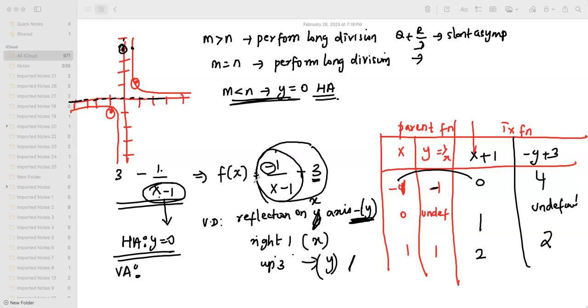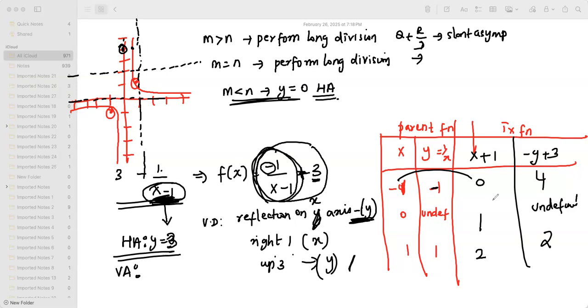So on this one alone, the horizontal asymptote is y equal to 0. However, there is an added value of 3. Y equal to 3 is your horizontal asymptote. Make sense? What is the vertical asymptote? The vertical asymptote moved by 1. You see this one? The vertical asymptote was this y-axis, but it moved by 1. So it came here. Make sense?